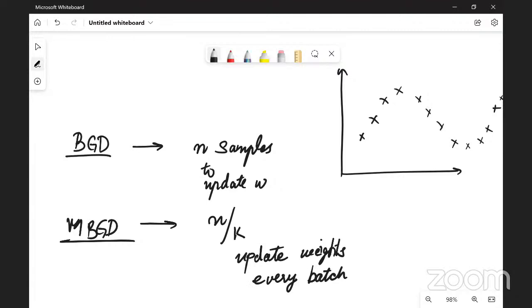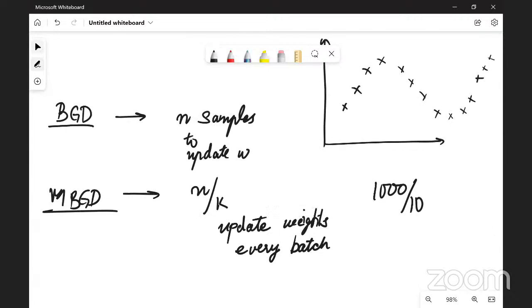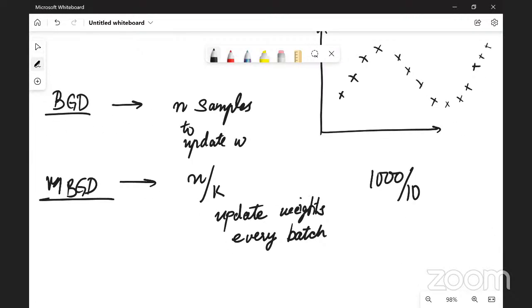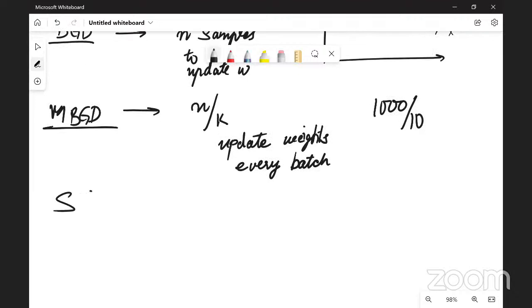Okay, so let's say there are 1,000 samples and there are 10 batches. So when the gradient descent has gone over all the samples, it must have updated the weight vector 10 times. And SGD is stochastic gradient descent, an even more extreme version of mini-batch gradient descent where k is equal to n.